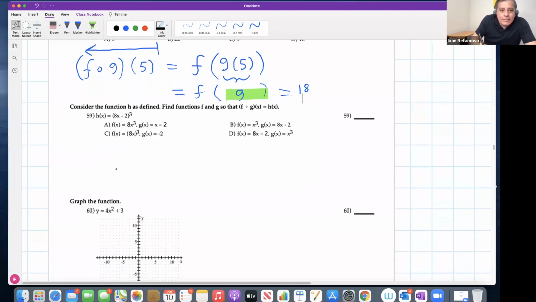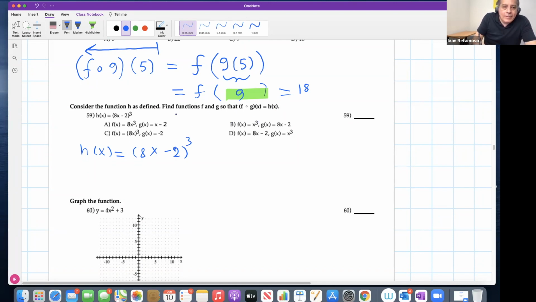Now this is another form. It deals with decomposing a function. They say this is a function that is a composite function. They want you to break it down into functions such that the composition is equal to this function, right?